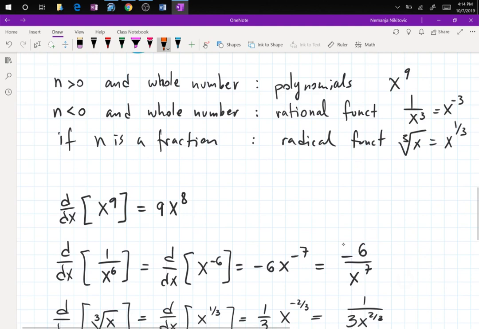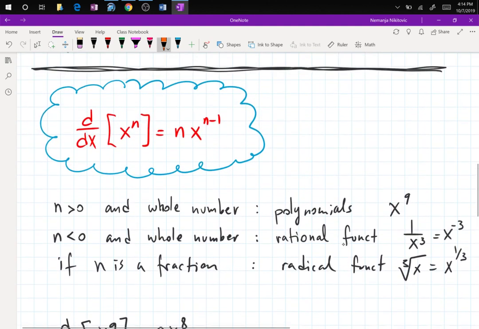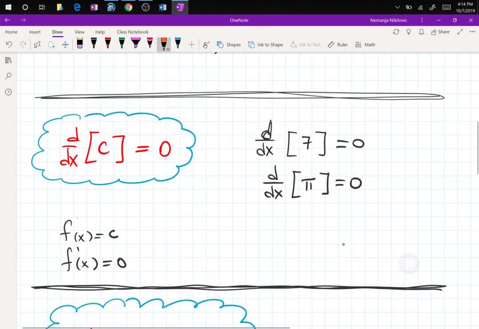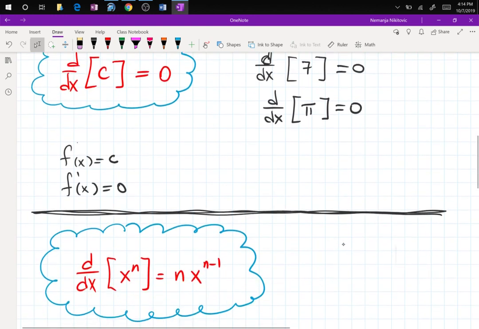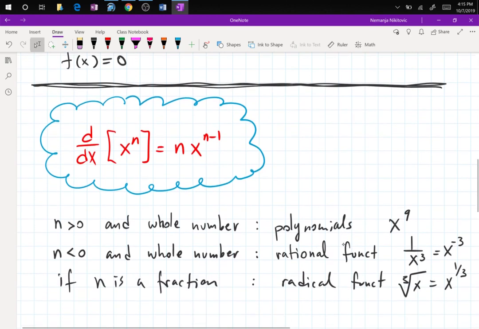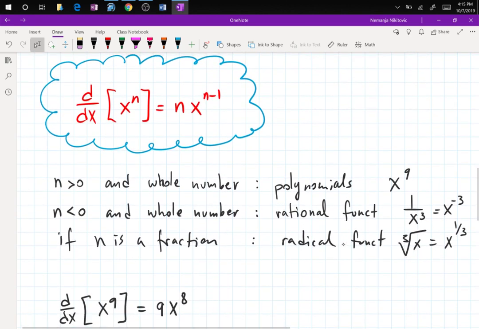So that's our polynomials. So far, we took care of the constant, the derivative of any constant, any number, whether it's a fraction or rational, irrational, whatever it is. The derivative is 0 because constants do not change. Derivative measures change. Constants don't change. Therefore, the derivative of a constant is 0. And then we have x to the n, which can give us three types of functions: polynomial, radical, and rational.